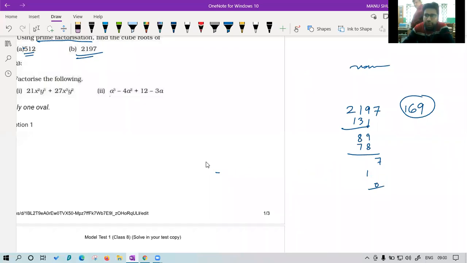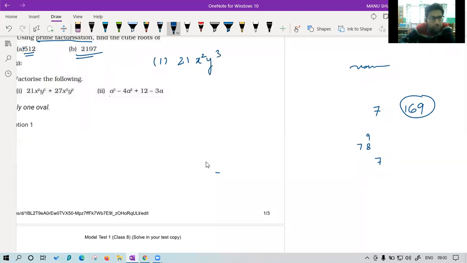So now the next question is, factorize 21 x square y cube plus 27 x cube y square. Now class, tell me, how will we factorize this thing?